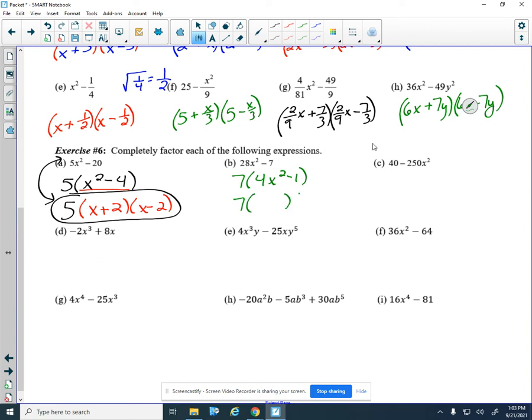This is also difference of perfect squares. So 2x plus 1. Sorry, my plus didn't stick there. 2x plus 1, 2x minus 1. The next one, GCF of 10. And then we have difference of perfect squares.